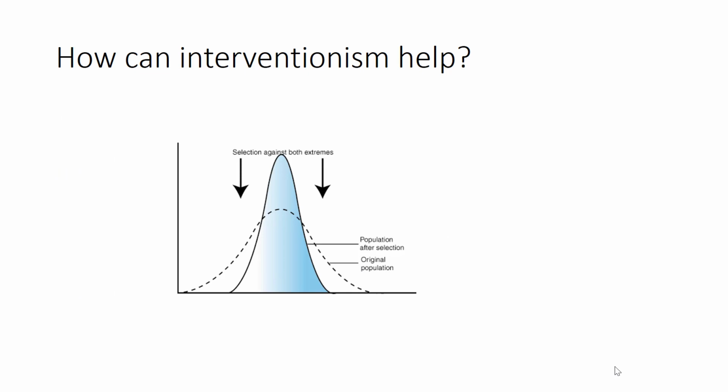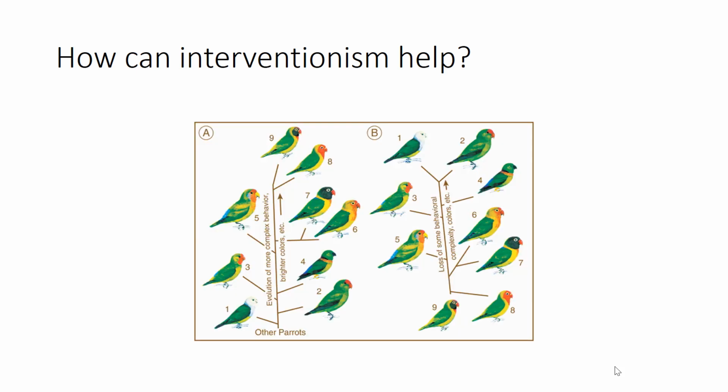But yeah, picking up, how can interventionism help, or an interventionist view help? Again, it's a good reminder that natural selection is primarily going to be a preserving force, a force that weeds out mutations that are able to be expressed even with the epigenetic factors and are deleterious. Another way interventionism helps is by giving us a better explanation for these phylogenies.